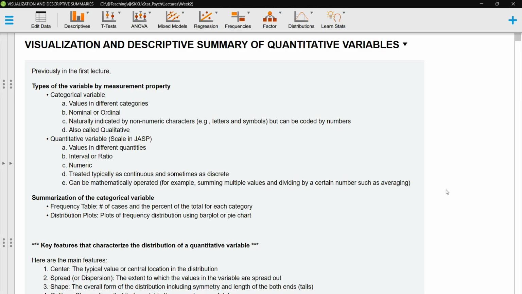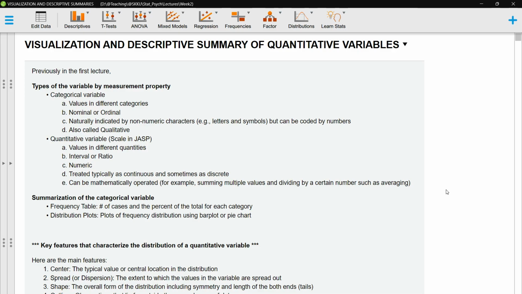This week we will talk about the visualization and descriptive summary of quantitative variables. In the last lecture we talked about the summarization of the categorical variable, like the nominal variable. But this week, we will talk about the summarization and the visualization of the quantitative variable. By quantitative variable, we are talking about the interval or ratio variable.